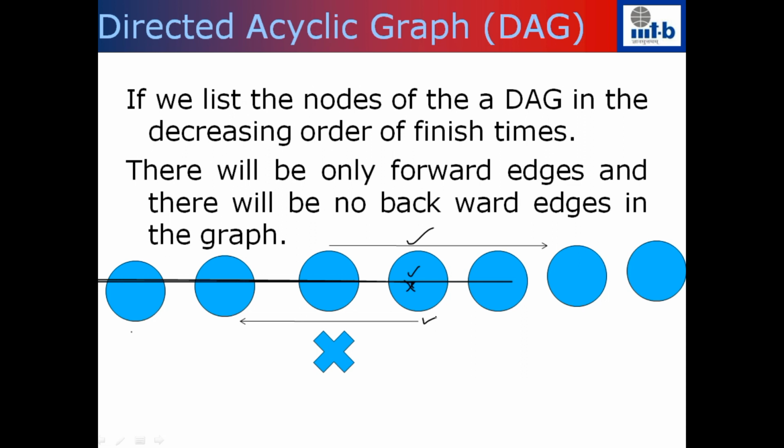If you process these activities in the decreasing order of finish time from left to right, the topological ordering of this graph ensures that when you come to a node, all the dependencies for that activity have been completed. In summary, if you do the topological sort of the DAG, that is, list the nodes in the decreasing order of the finish times, there will only be forward edges and no backward edges in the graph.